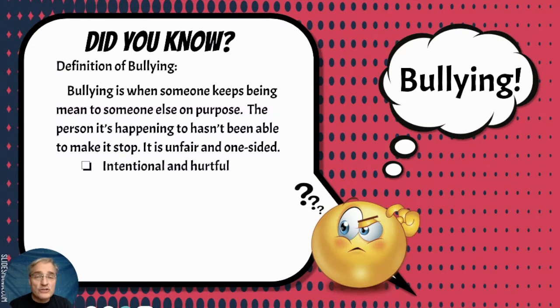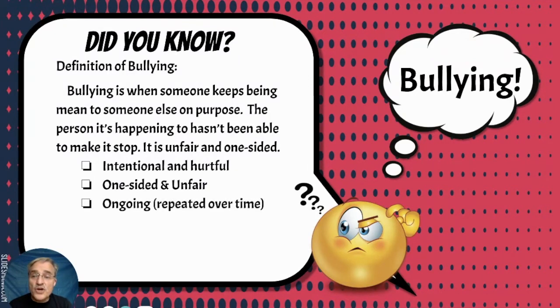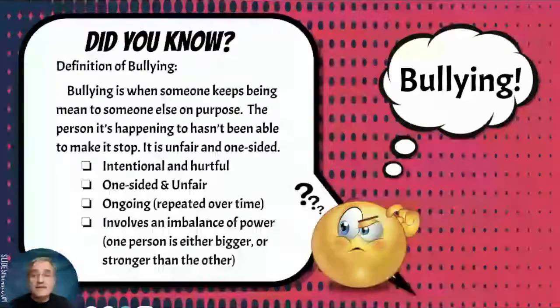So it's intentional and it's hurtful. It's one-sided and unfair. It's ongoing, meaning it happens time after time, repeated. And it involves an imbalance of power, meaning one person is either bigger than the other person or stronger than the other person or has an advantage over the other person. That's the definition of bullying.